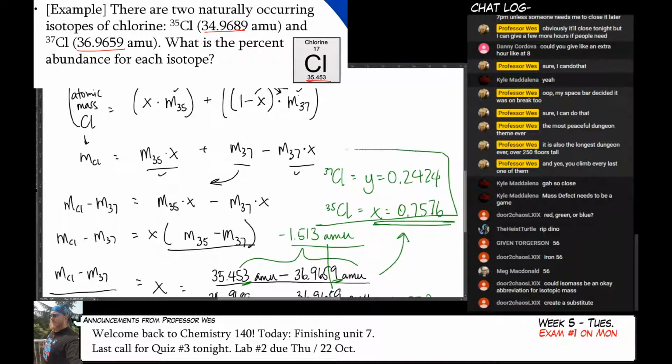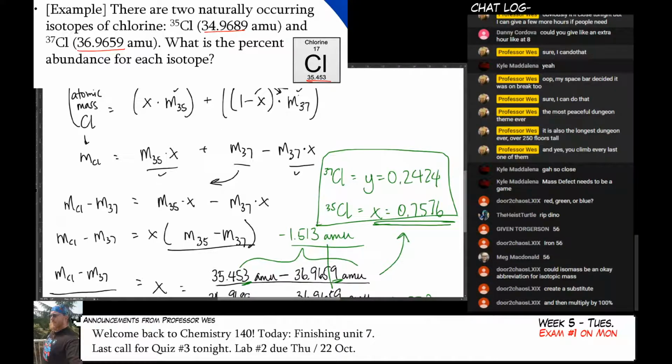And so there you go. If the atomic mass of chlorine is 35.453, and there are only two isotopes, 35 and 37, this must be their distribution. Yeah, you can multiply these by 100%. So it would be 24.24% and 75.76%.